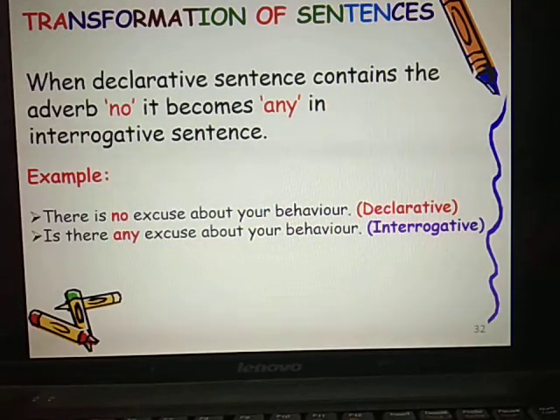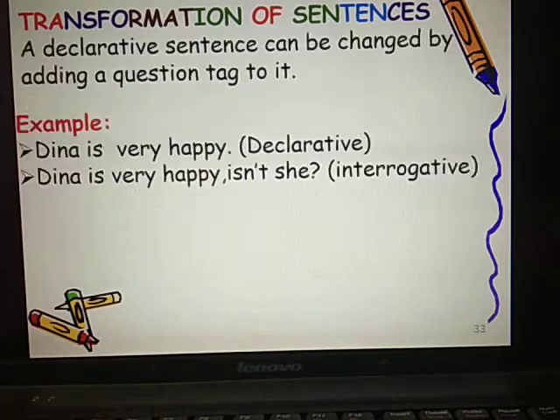When a declarative sentence contains the adverb no, it becomes any in the interrogative. There is no excuse about your behavior. There is no excuse. So no will become any in interrogative. Is there any excuse about your behavior? Okay, so this way you will change.